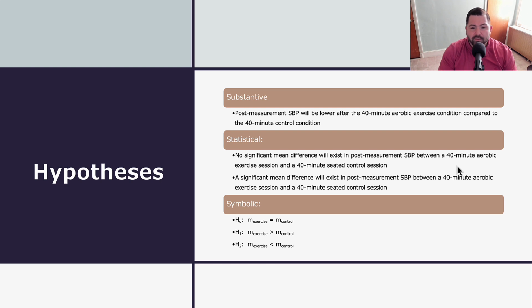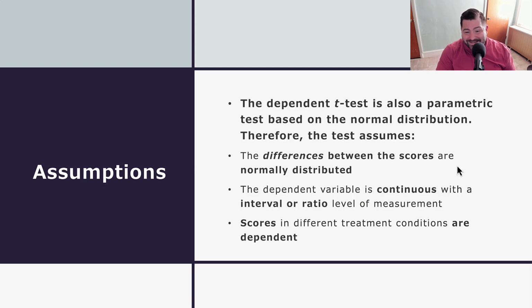And the alternate would say that a statistical mean difference will exist when blood pressure is measured 40 minutes later between the 40-minute control experiment and the 40-minute aerobic exercise experiment. Symbolically, you can see that this is also represented well, where H0 is our null hypothesis, and you can see that the mean of the exercise group systolic blood pressure will be the same or not different from the mean of the control. The first alternative will show that the mean for the exercise group will be larger compared to the mean for the control. And then the second alternative will show that the mean for the exercise is less than the mean for the control.